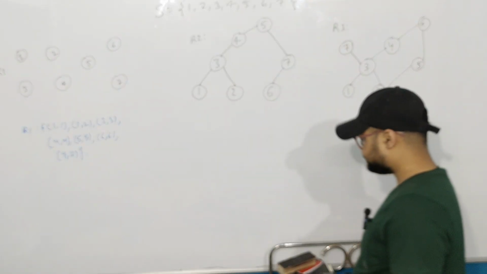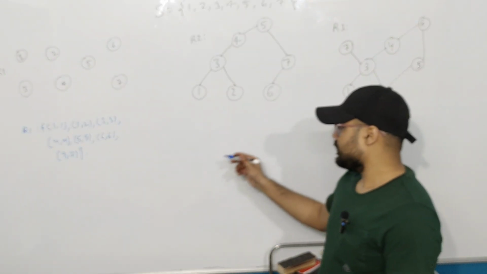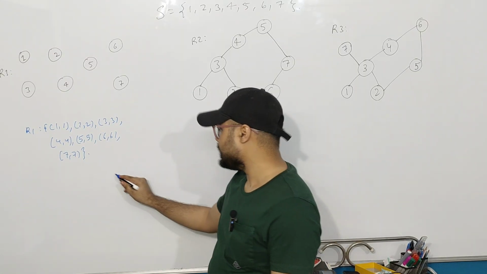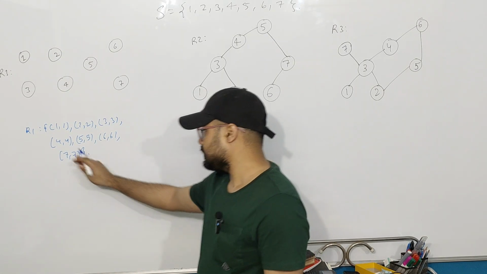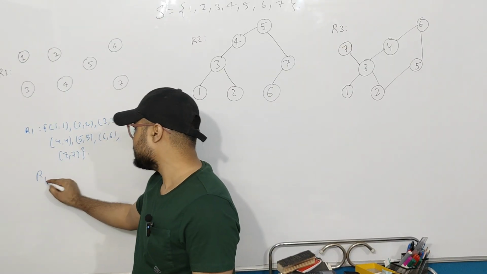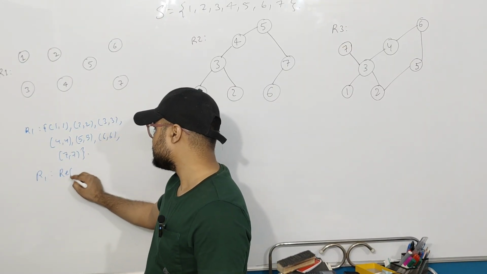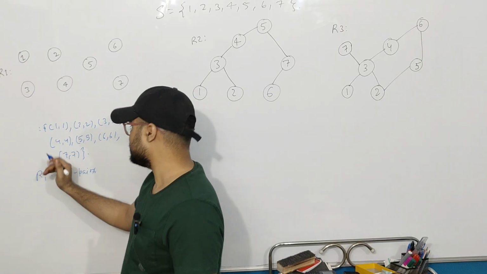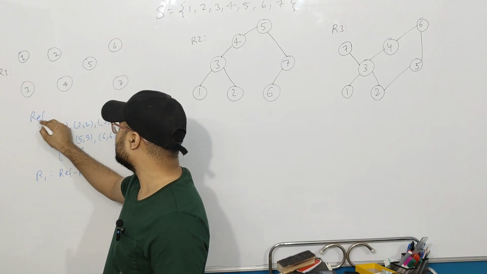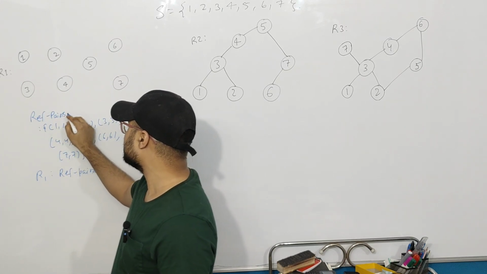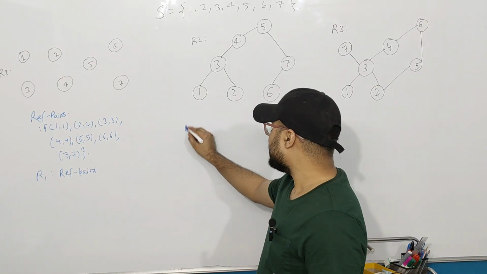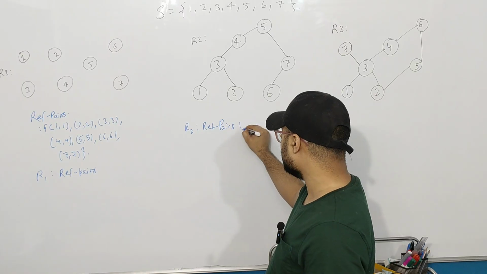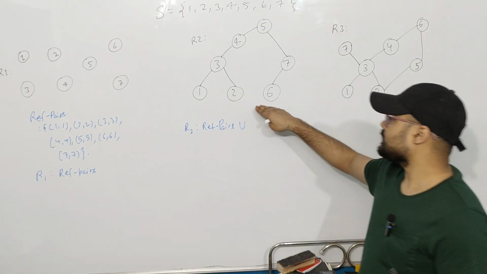Now let's look at R2. I'm not going to write all these reflexive pairs separately here, so let me take one set, REF pairs. R1 is basically nothing but REF pairs. So when it comes to R2, R2 is REF pairs, meaning reflexive pairs, union the rest. Now I will look at this.